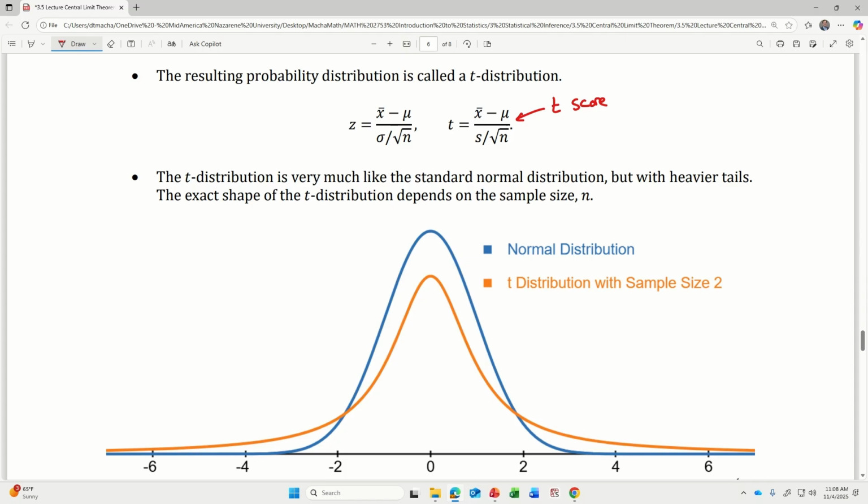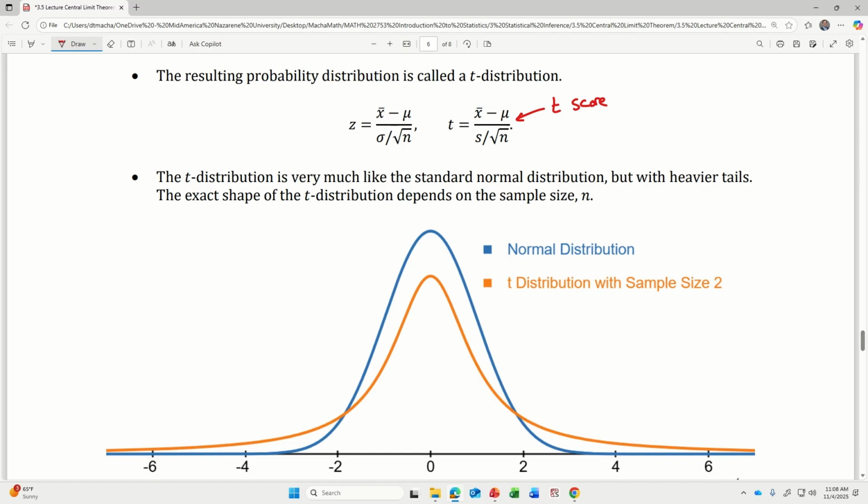And the t-distribution is a lot like the standard normal distribution. Here in blue, you can see the standard normal curve. In orange, you can see a t-distribution curve. But we say it has heavier tails. That means there's more probability for the extreme values out here. Do you see how the orange curve is on top? See how the orange curve is larger than the blue curve when you're really far to the left or really far to the right. So that's what we mean by heavier tails.